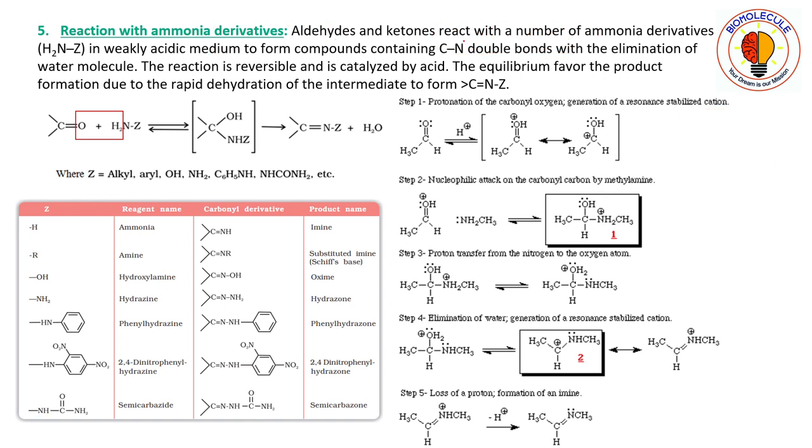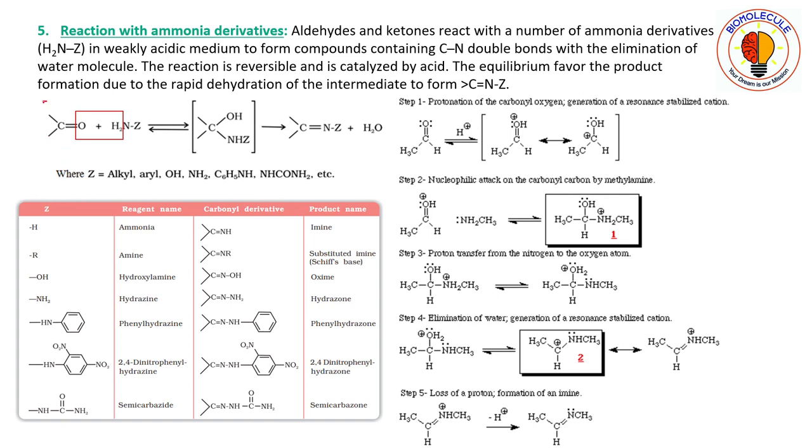So aldehydes and ketones react with a number of ammonia derivatives in weakly acidic medium to form compounds containing C=N double bonds. This is important, C=N double bonds with elimination of water molecule. The reaction is reversible and is catalyzed by acid. We are doing it in weakly acidic medium, so it is catalyzed by acid. The equilibrium favors the product formation due to rapid dehydration of the intermediate. Now let me explain this.